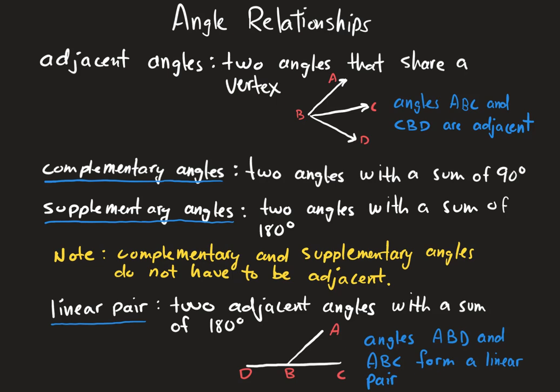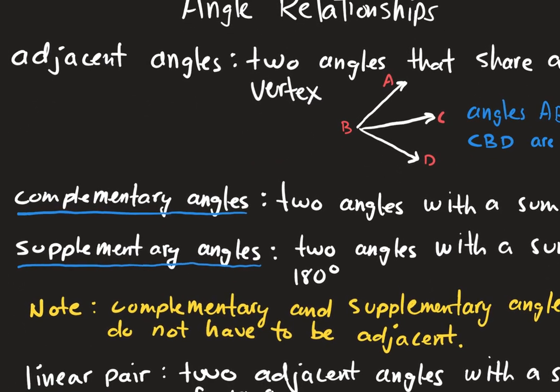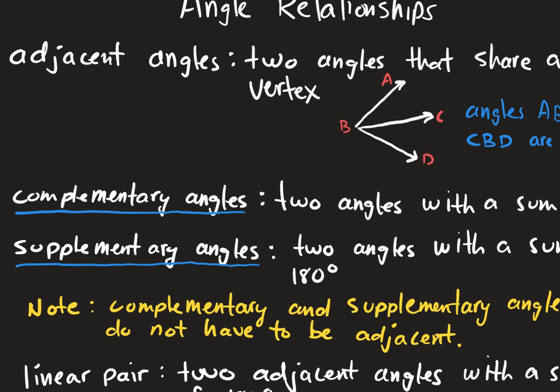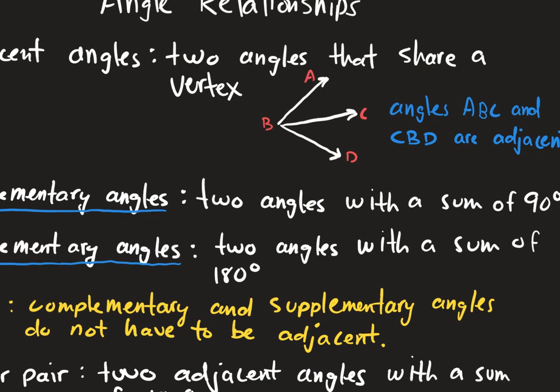I'm going to explain a little bit about some angle relationships. So when we're talking about angle relationships, we're talking about these main angles. And the first one are the adjacent angles. Adjacent angles are basically two angles that share a vertex.